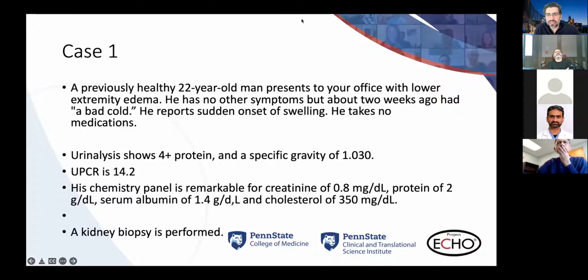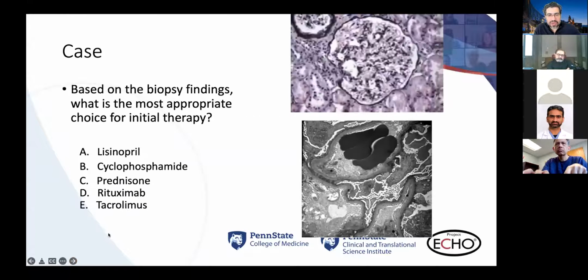He is not on any medication, so he has proteinuria. His protein to creatinine ratio was 14. He had normal creatinine at that time. His albumin was 1.4, cholesterol was 350. So we did a kidney biopsy, and the biopsy showed somewhat similar to what we have in the picture. This is not the exact biopsy, but this is the picture.